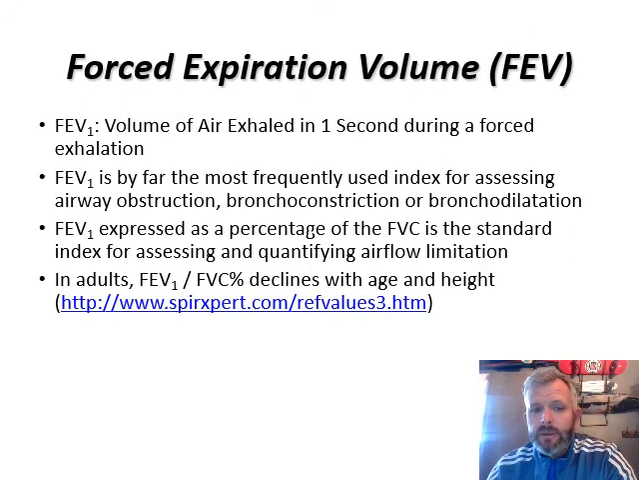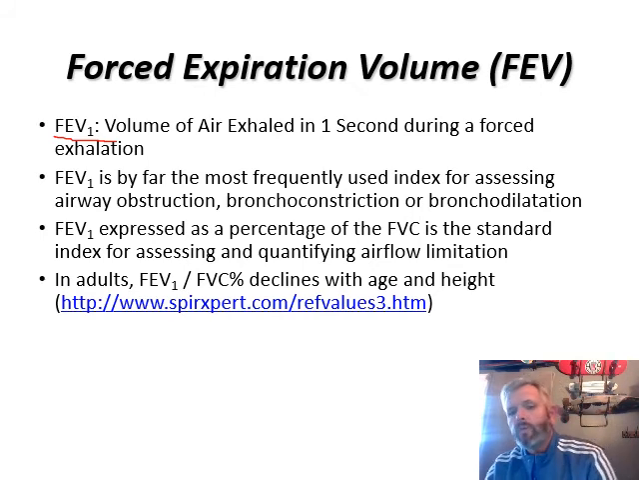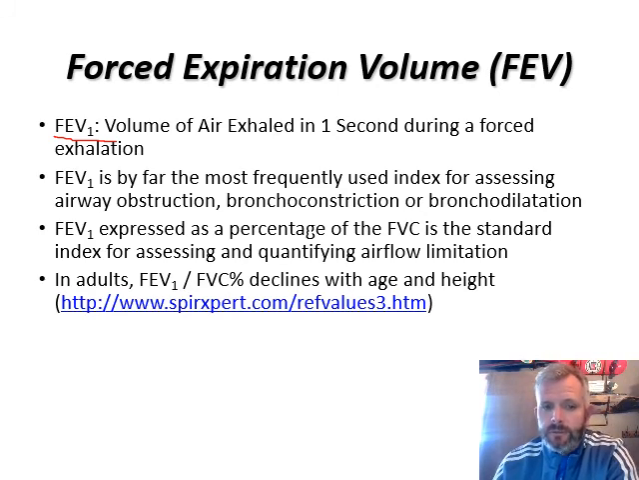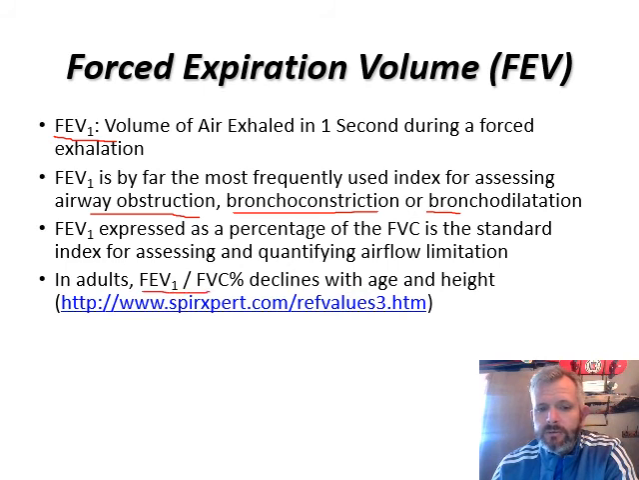In that forced vital capacity, we can get a measurement called FEV1. What is the volume of air exhaled in 1 second during that forced exhalation? So over 1 second time, how much of that air am I forcefully able to push out? And this is good because it can give us a measure of certain disorders. Some of those obstruction disorders, bronchoconstriction, dilation, these would all affect this ratio.